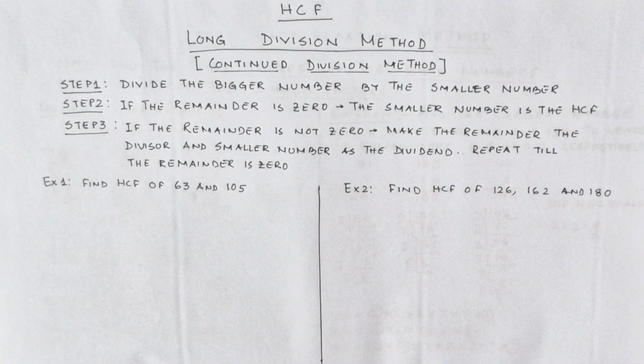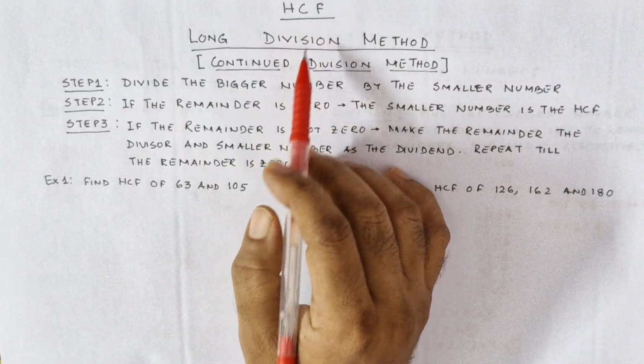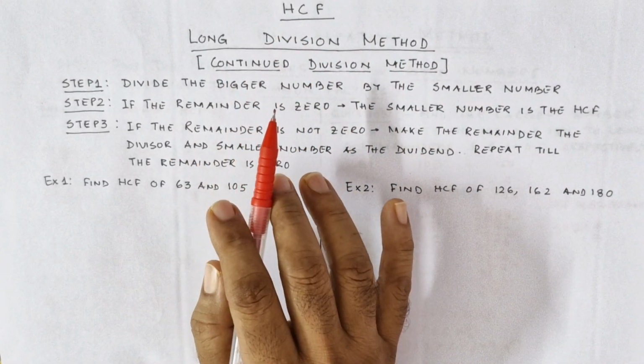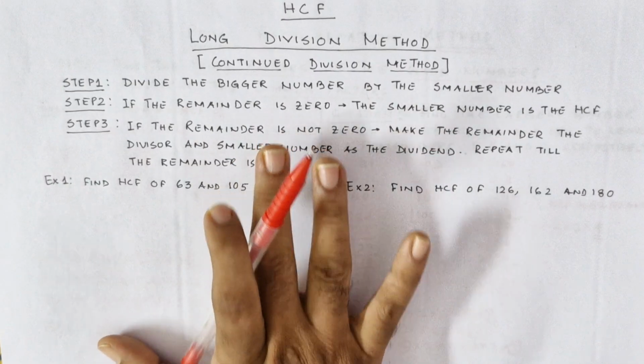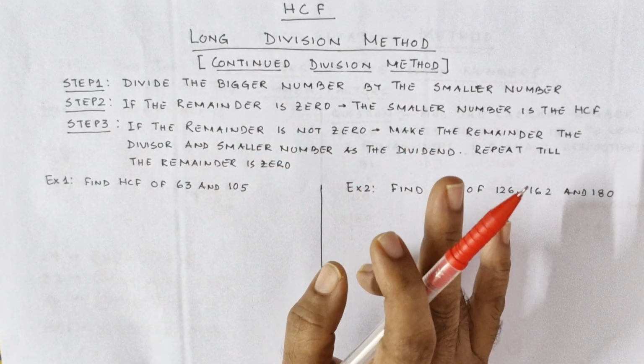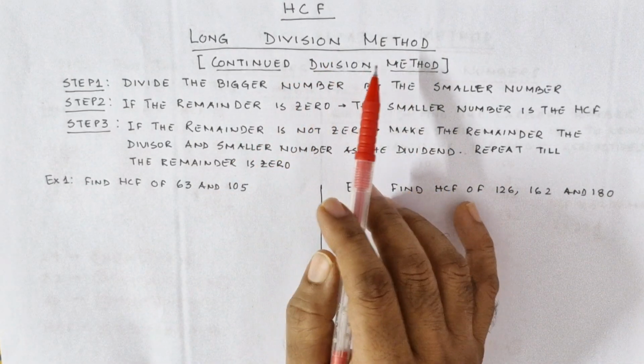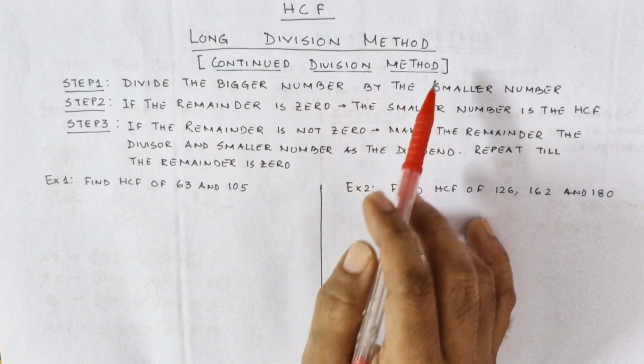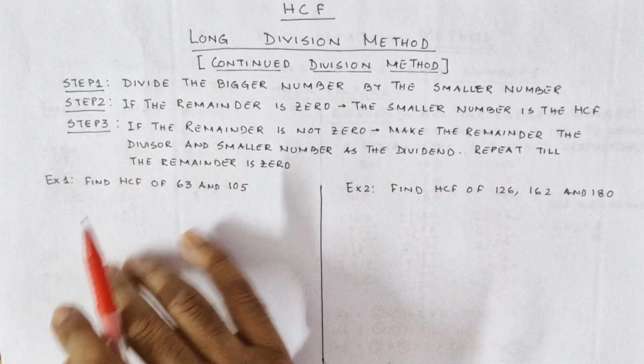Today's topic is how to find out HCF by the long division method. This is the fourth method. I have already shown you in my previous lectures three methods to find out HCF. This is also known as the continued division method. So let's jump into it.